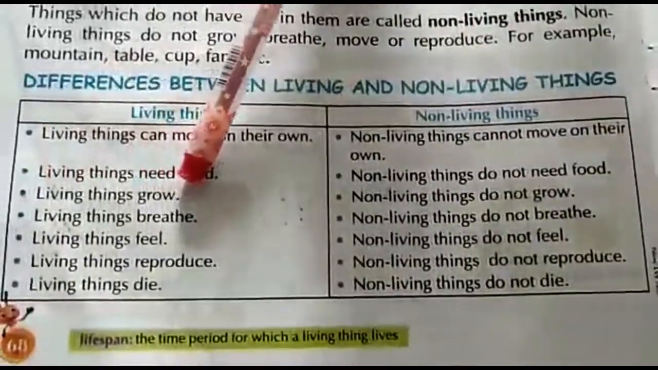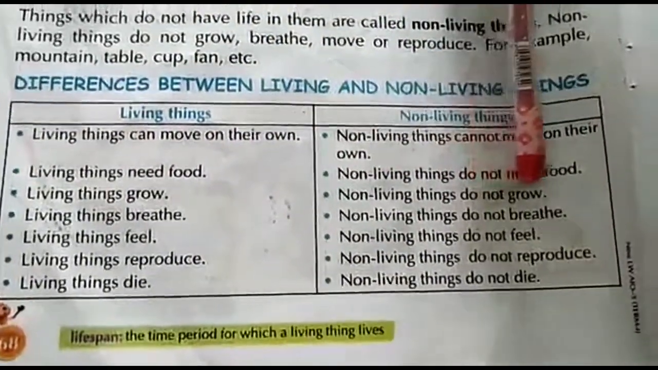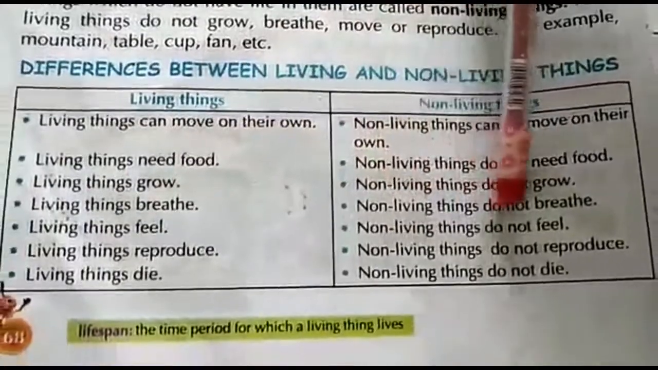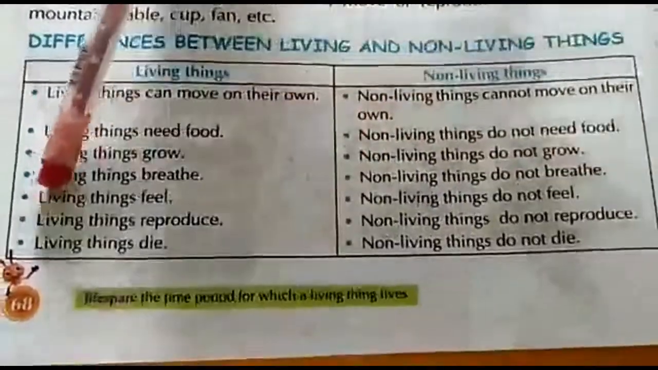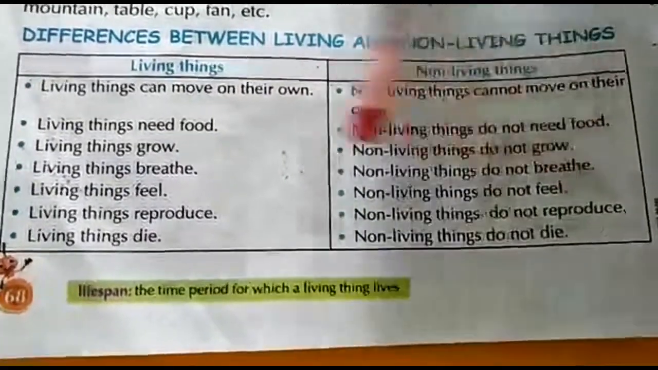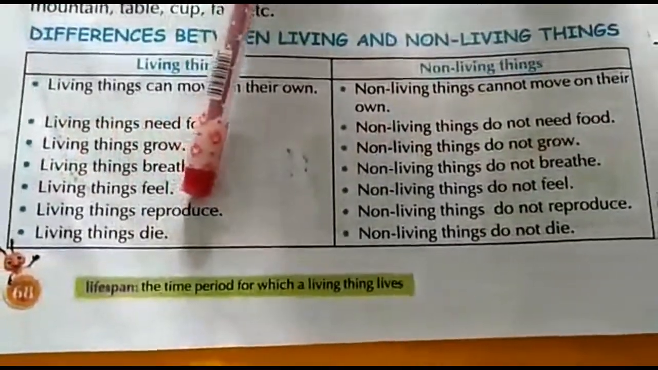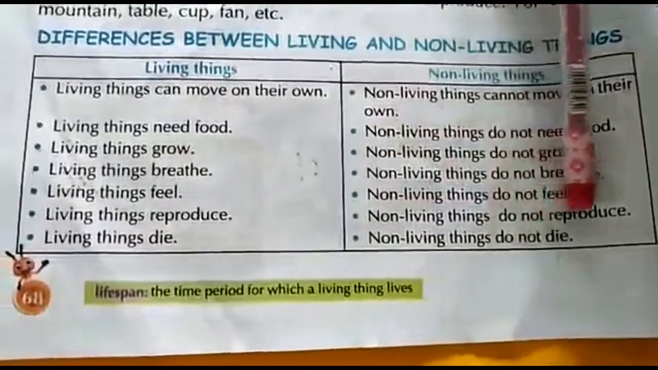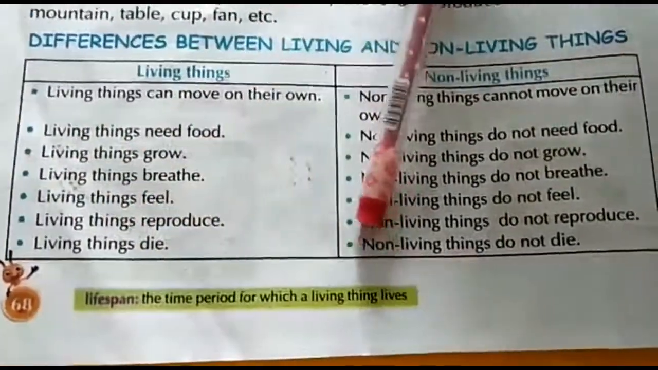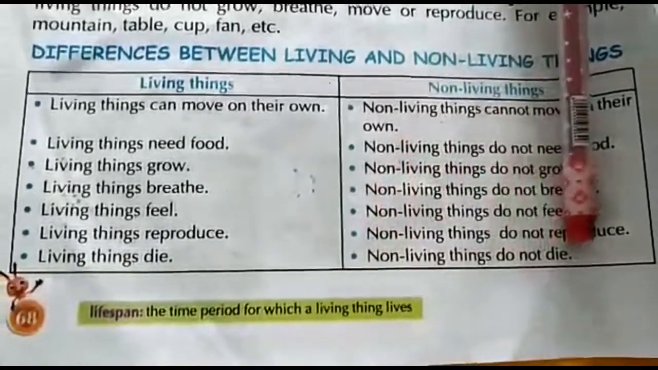Living things grow. Non-living things do not grow. Living things breathe. Non-living things do not breathe. Living things feel. Non-living things do not feel. Living things reproduce. Non-living things do not reproduce. Living things die. Non-living things do not die.